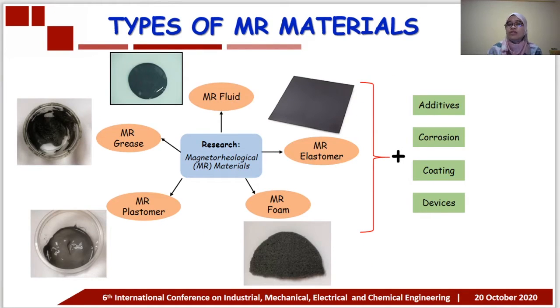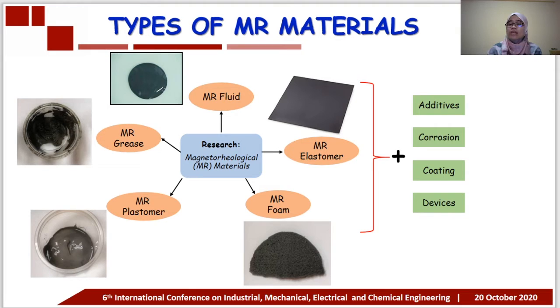There are a few types of MR materials, depending on the matrix-based polymer. If the magnetic particles are suspended or distributed in a carrier medium of fluid, then the MR material is known as MR fluid. If the magnetic particles are embedded or locked in an elastomer or rubber-based matrix, then the MR material is known as MR elastomer.